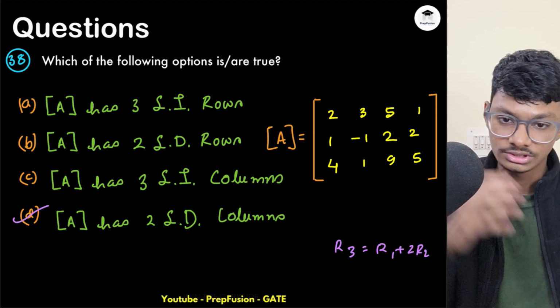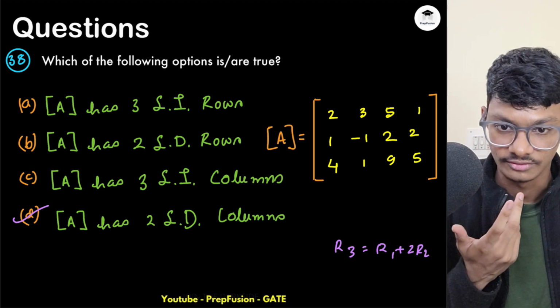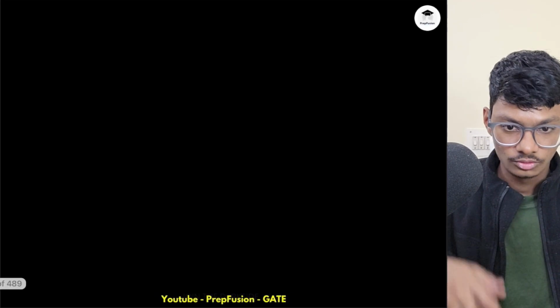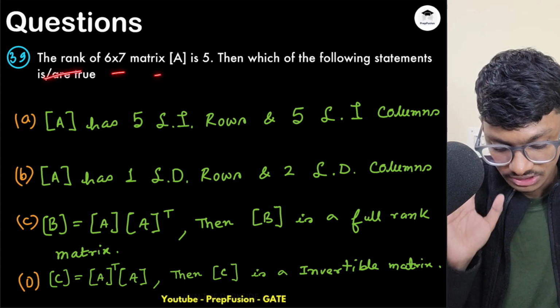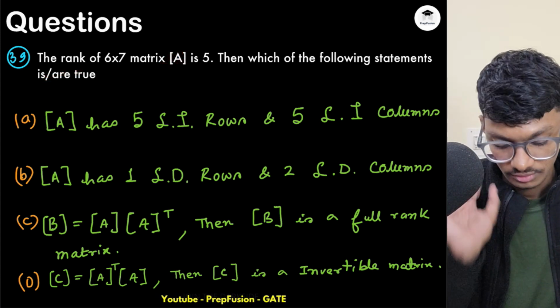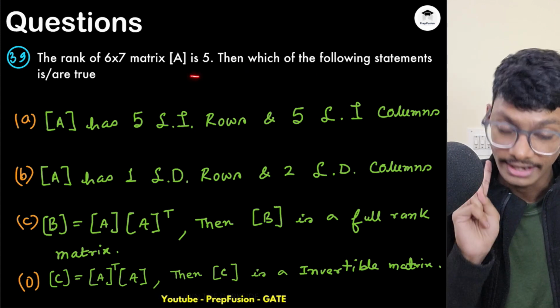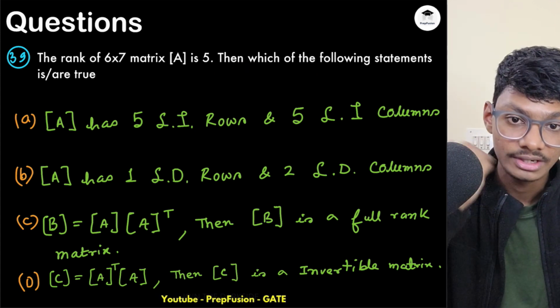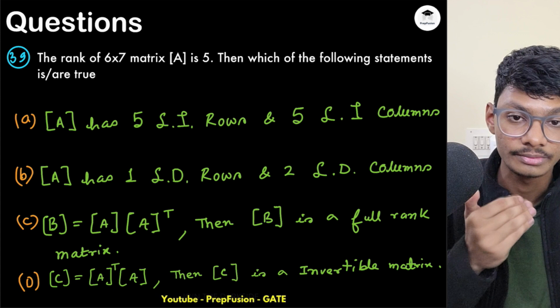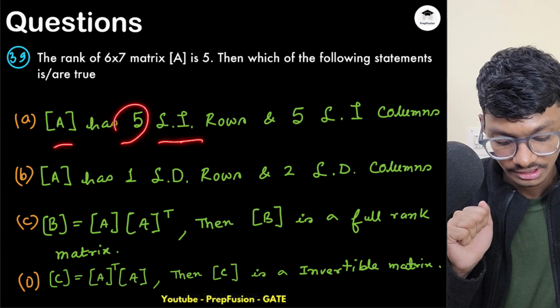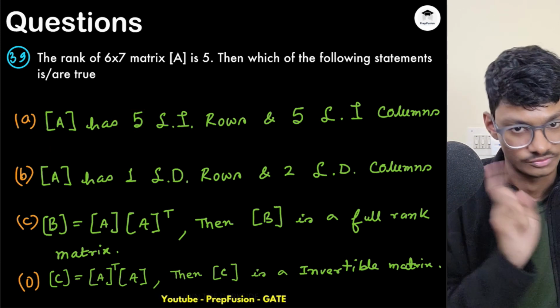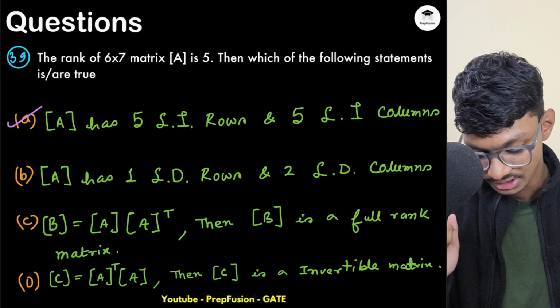I hope this got clear in your mind, right? So let's go to the next question. The rank of a 6 cross 7 matrix is 5. Which of the following statements is true? Rank is 5, so the number of linearly independent columns is 5 and the number of linearly independent rows is 5. So A has 5 linearly independent rows and 5 linearly independent columns, which is correct. Basically the definition of rank.